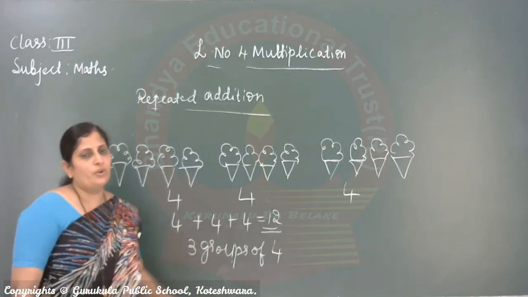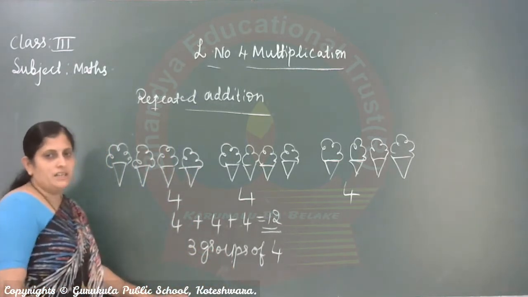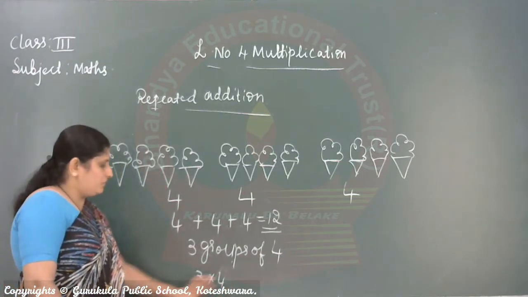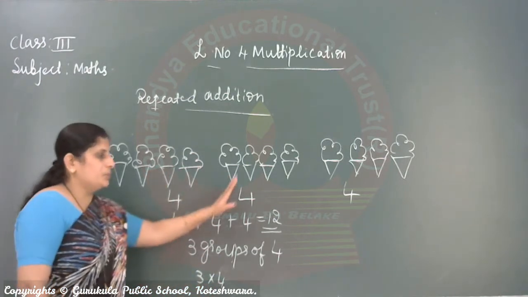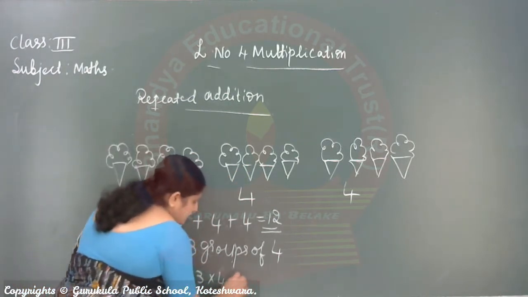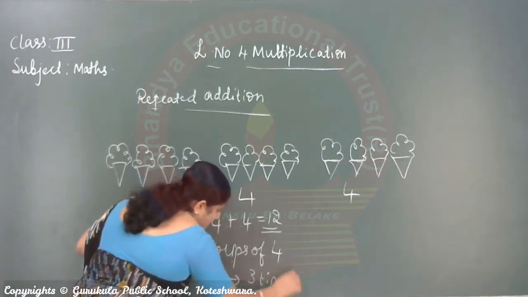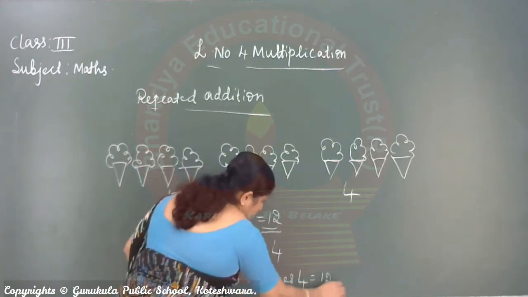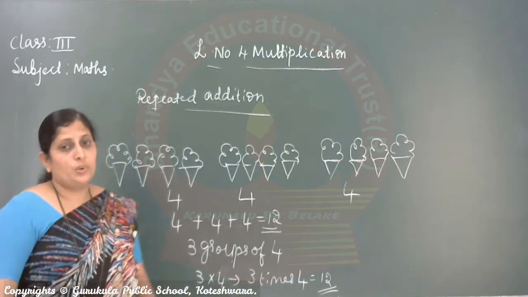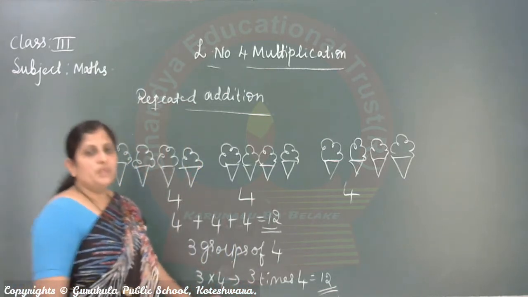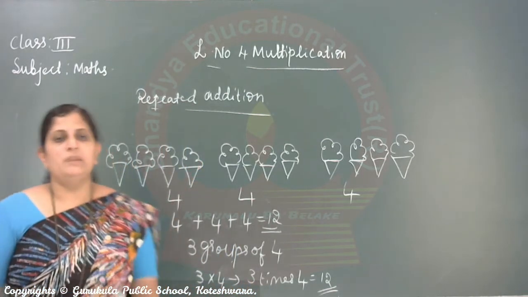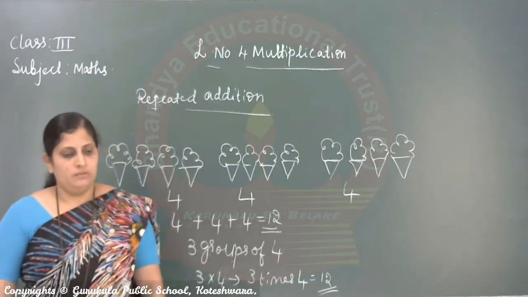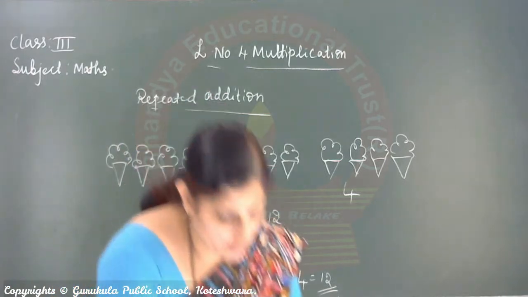Correct? 3 groups of 4. Or we can write what? 3 times 4. 3 times 4 is written. 1, 2, 3. We can write this as 3 times 4. 3 times 4 is how much? It is 12. 3 times 4 is 12. Correct? So, with this you can understand what multiplication is. Multiplication is a repeated addition.